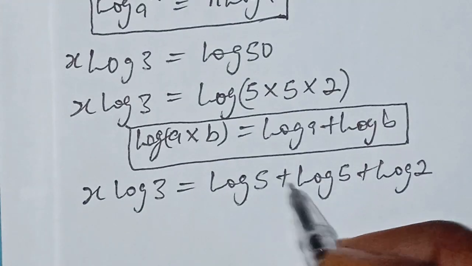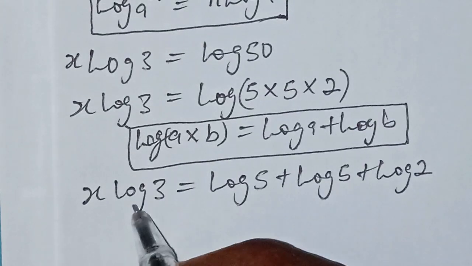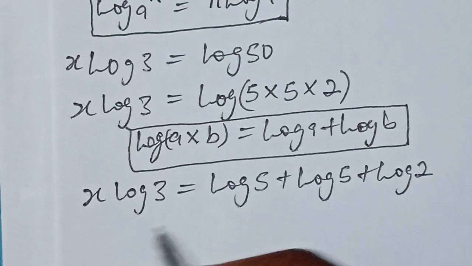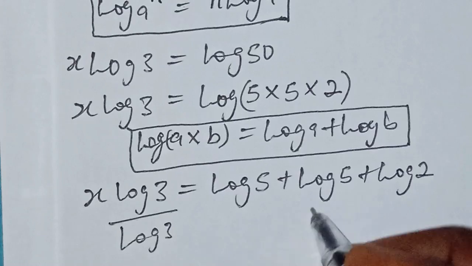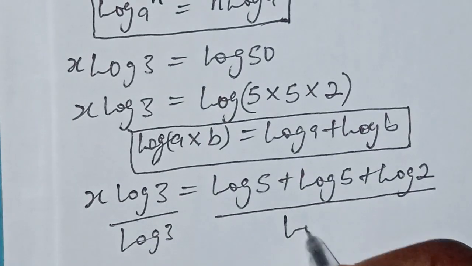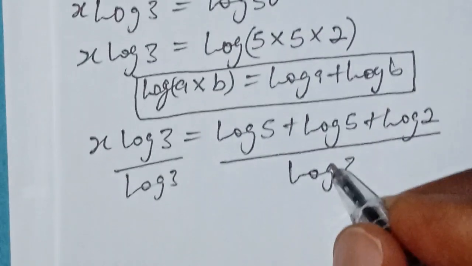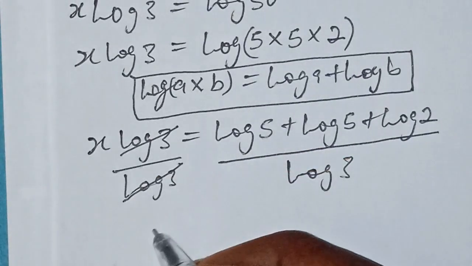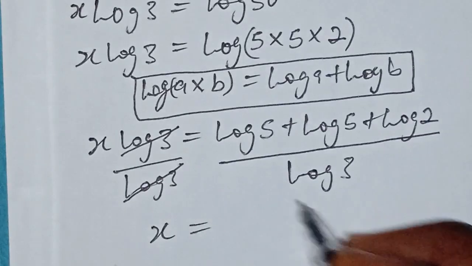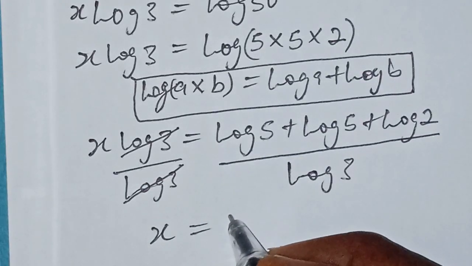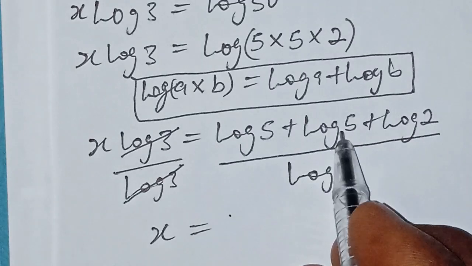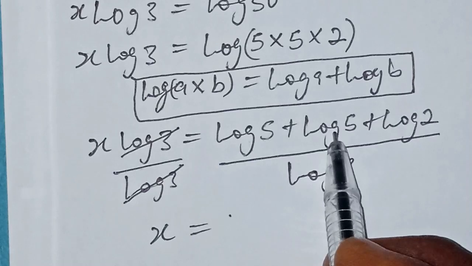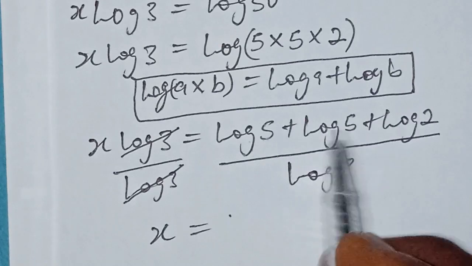So now from here, we want to isolate x. Then we divide both sides by log 3. Divide by log 3. So this log 3 goes with this log 3. Then we are left with x equal to, so we have this. So log 5 plus log 5 becomes 2 log 5.